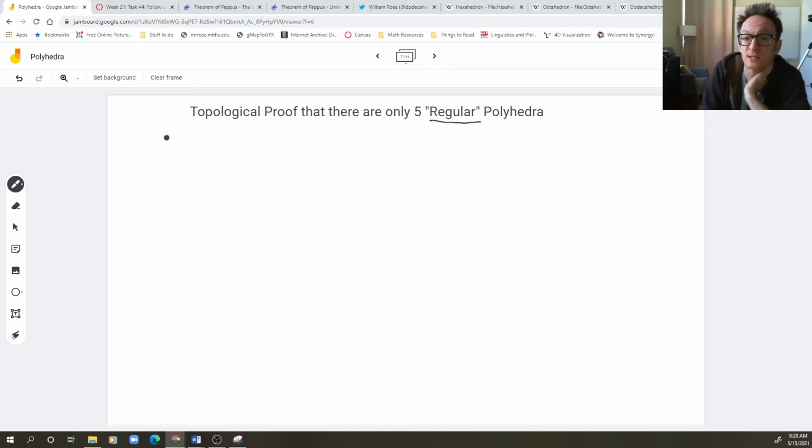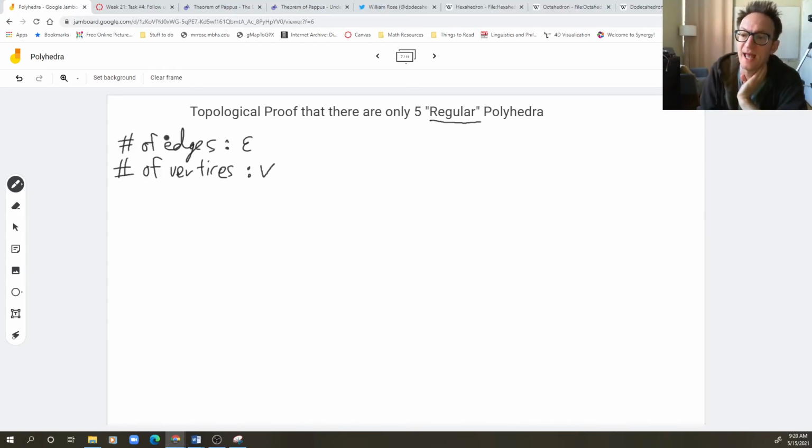This is a complete repeat of what we did in class, but maybe just better. So take a particular polyhedron. And first, let's count the number of edges. Let's let the number of edges be epsilon. I just got this notation from our textbook. Let the number of vertices be V. And let's let the number of regions or faces be R.